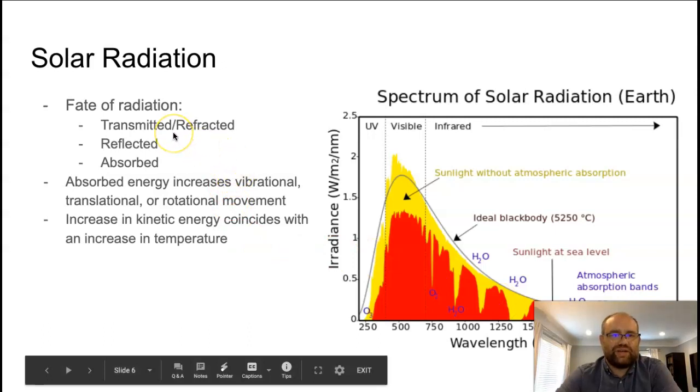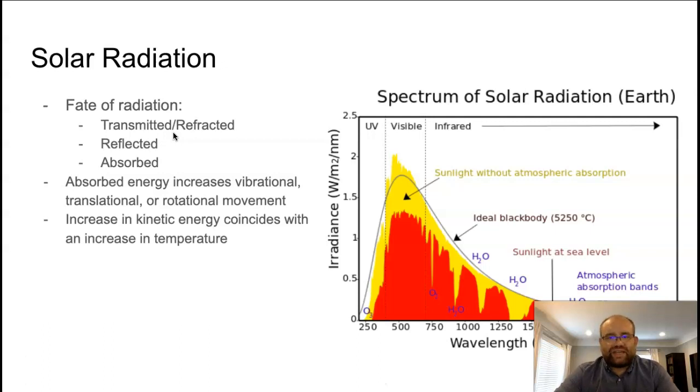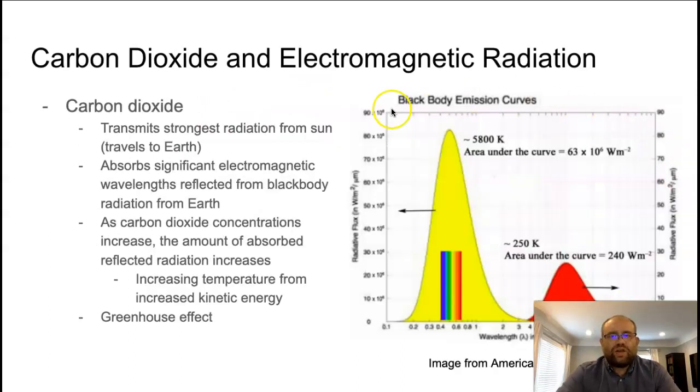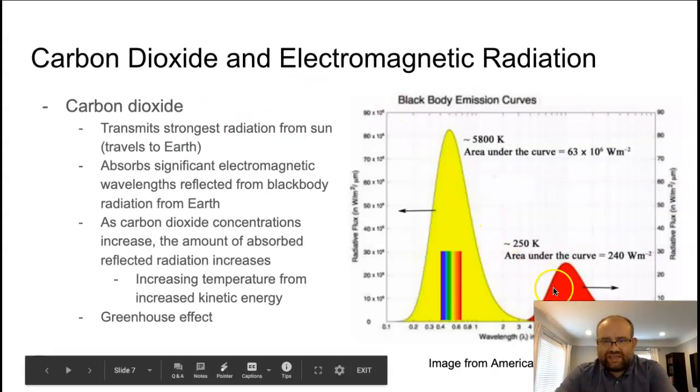It can be transmitted, reflected, or absorbed. Now, if it's absorbed, as in the case with certain types of electromagnetic radiation for carbon dioxide, that's also going to increase kinetic energy, which is going to increase the temperature. So carbon dioxide gets a lot of its energy from this blackbody radiation absorption here from the Earth.